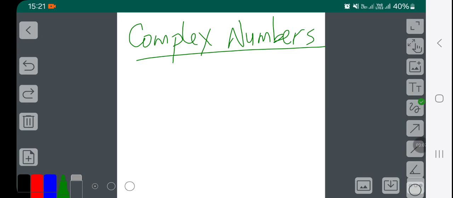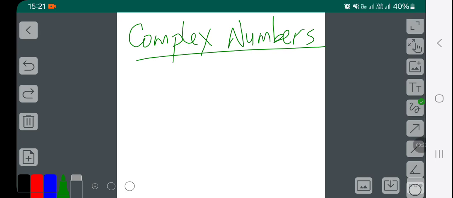I'm Senator, the engineering mathematics tutor. We are going to continue with the complex numbers, as we are also going to proceed with the revision of your assignment.